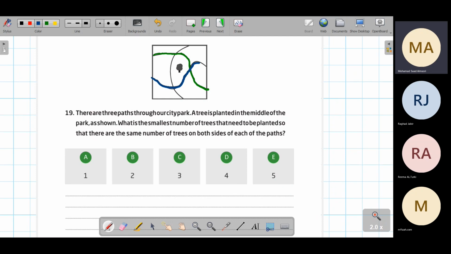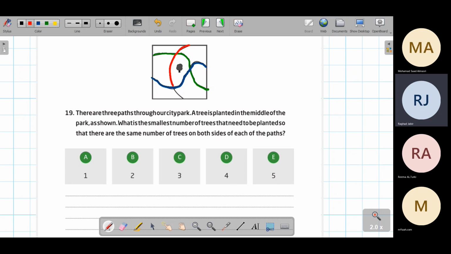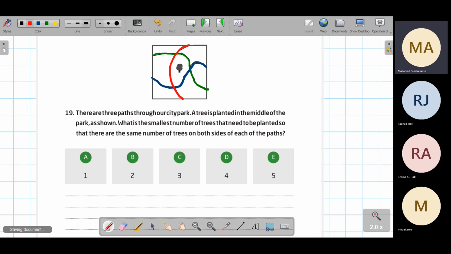And this is the last one. We need to know the smallest number of trees. So I need to try to put some trees, but I need to have them on both sides.